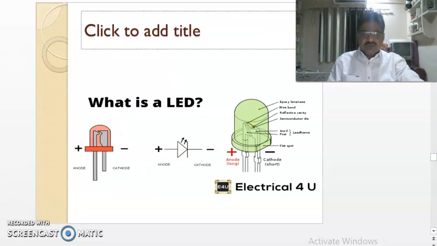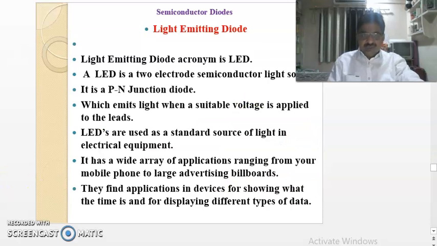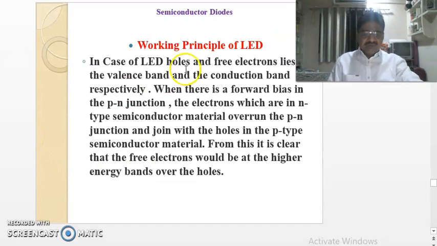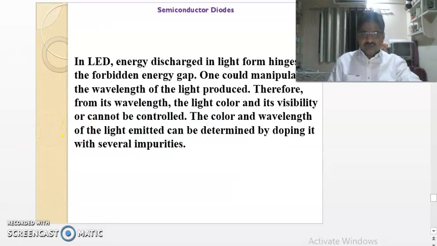Earlier we have seen how to identify the electrodes of LED, which one is anode, which one is cathode, and what its actual construction is like. Then we have seen how it works in forward bias. When current passes through the LED, holes and electrons recombine with each other, and there is emitting of light in the process. We have also seen the working principle of LED.